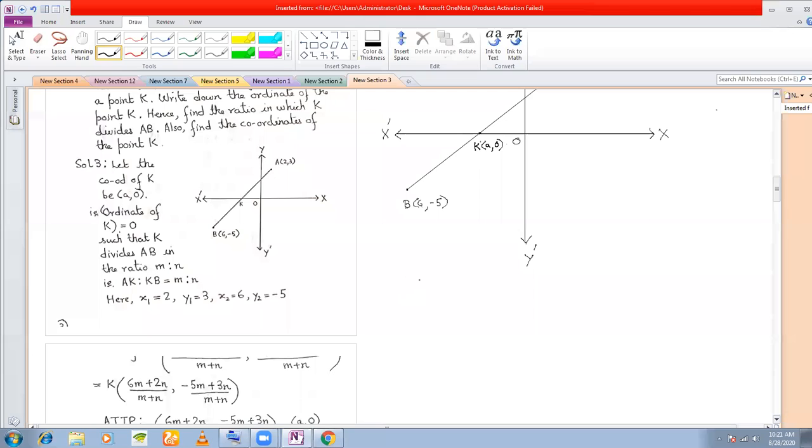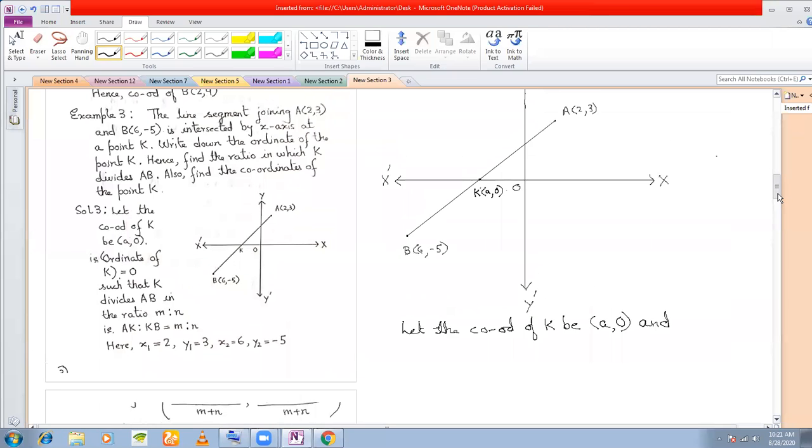Okay, so now we start. We say let the coordinates of K be a comma 0, and we have to find the ratio also. We have to find the ratio AK is to BK. So we say let K divide the line segment AB.